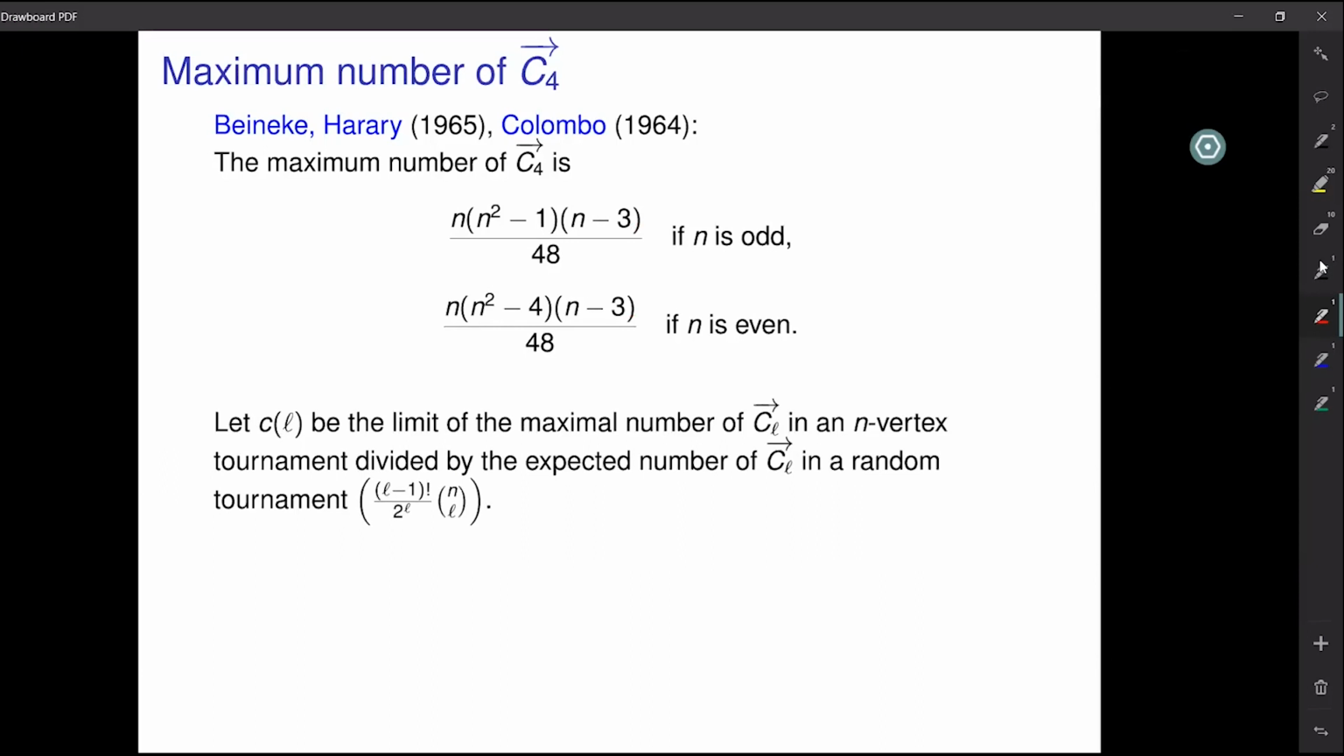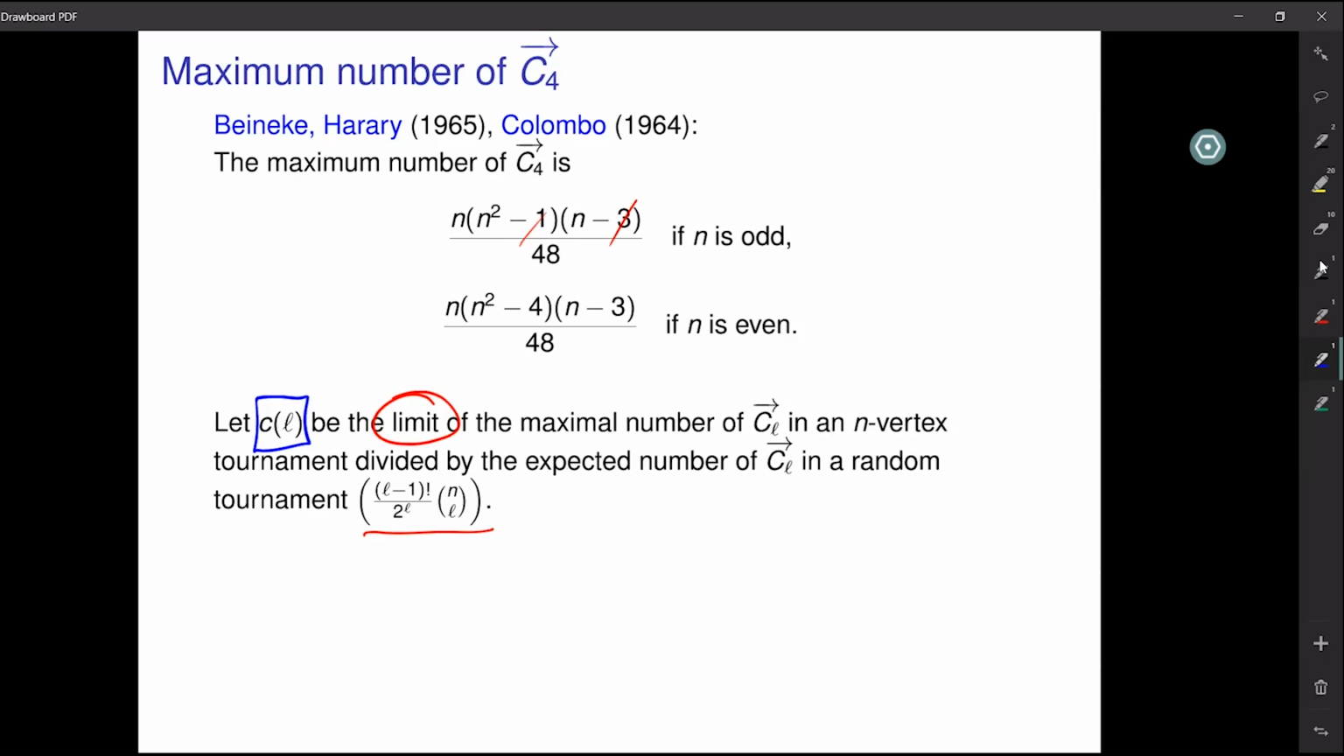I will be using the same normalization as in previous papers on the topic. So instead of the maximum number of cycles, I will be counting the maximum number of cycles divided by the expected number in a random tournament. We know what the expected number of cycles of length L in a random tournament is. If I divide by it and go to the limit, then I get basically the main term. I'm forgetting about the minus 1, minus 3, and those lower-order terms just to see what the main term is. So this is my C of L, the maximum number of cycles normalized by the random tournament.